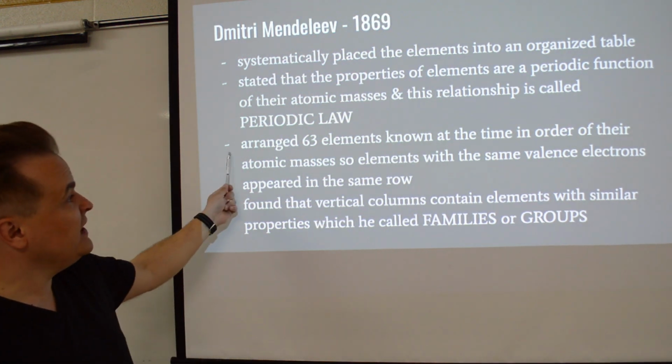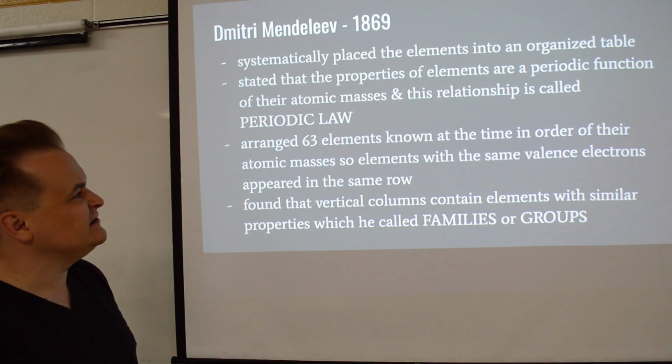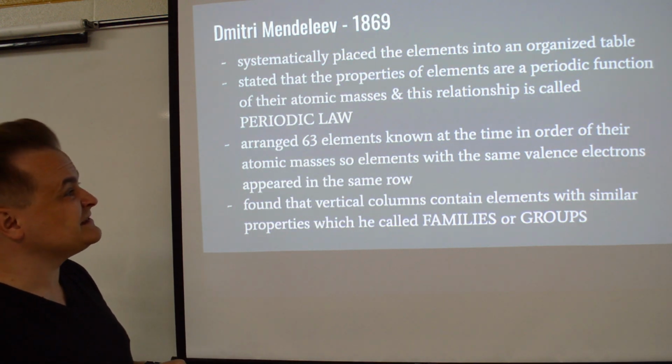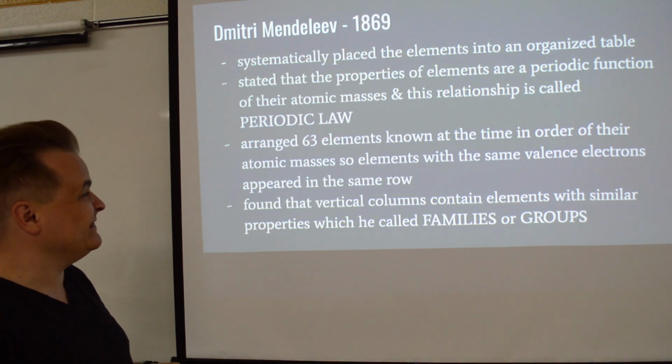What Mendeleev is known for is arranging the 63 elements known at the time in order of their atomic masses, so the elements with the same valence electrons appeared in the same row.